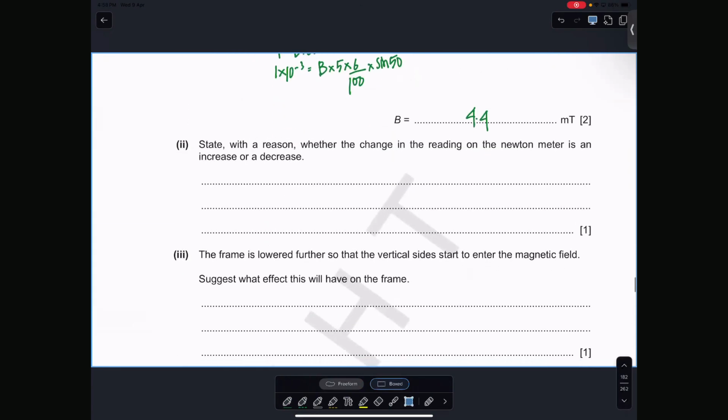State with a reason whether the change in the reading on the Newton meter is increase or decrease. And reason কি হবে? Because the force acts upwards, or whenever you say force, you also have to say how you got your answer. Using what? Fleming's left hand rule. Sometimes they say like it, sometimes they don't. So I think it's safer to always mention it. So কেন যে উপর দিকে তোমাকে তো বলতে হবে using the Fleming's left hand rule.